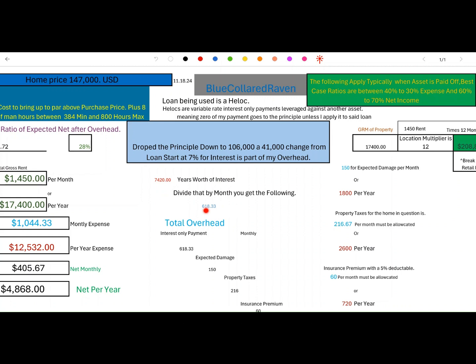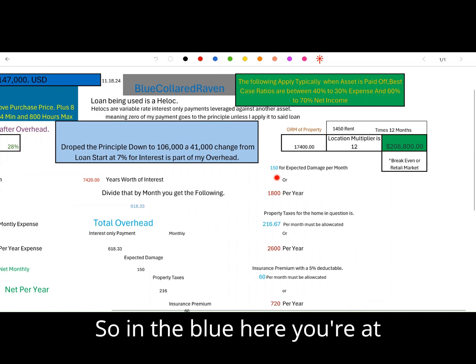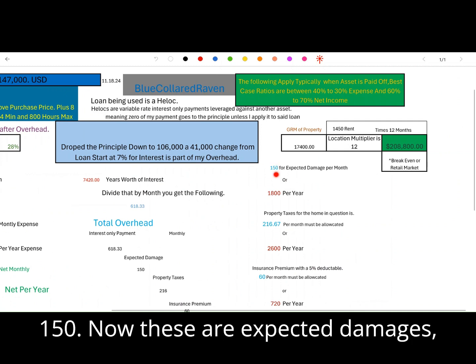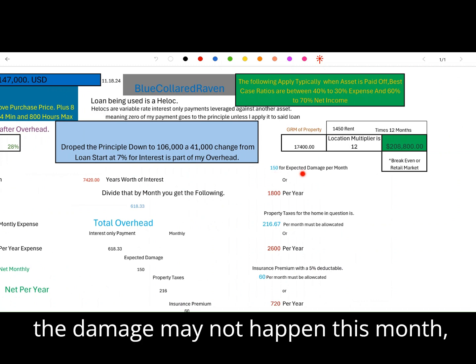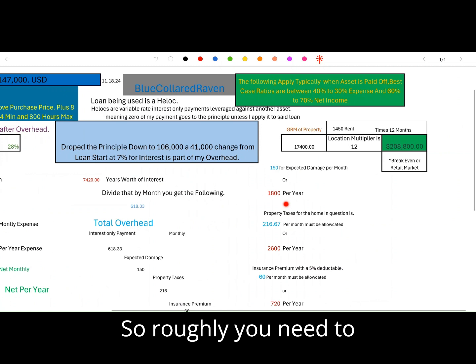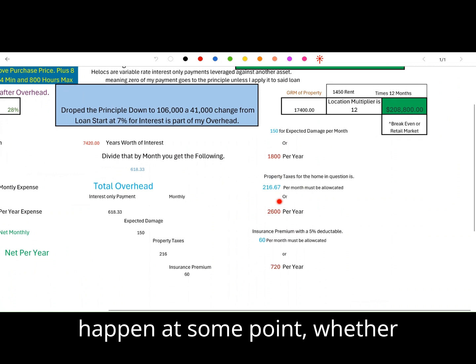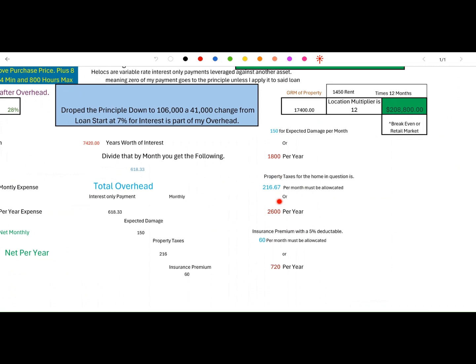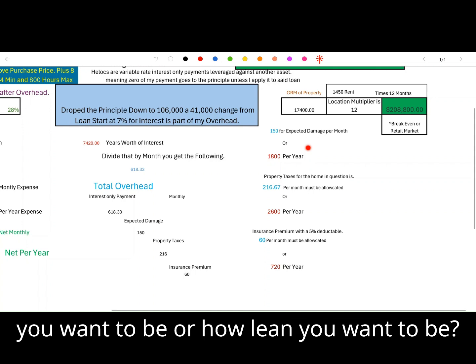I broke down the total overhead over here as well. In the blue here, you're at 150. These are expected. The damage may not happen this month, but it's going to happen at some point, whether it's this year or next year. So roughly, you need to allocate 1,800. This is up to you. How safe do you want to be? How risky do you want to be? Or how lean do you want to be? That's up to you.